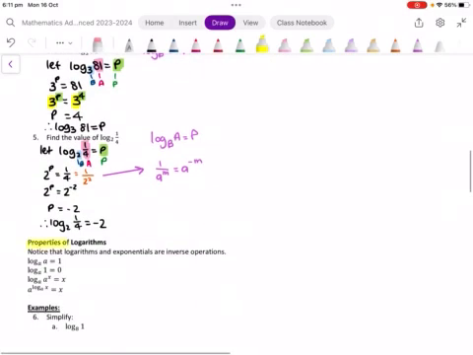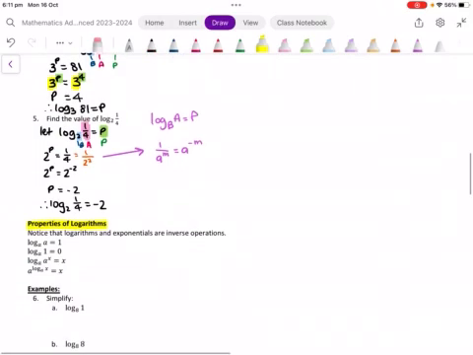So we can notice that logarithms and exponentials are inverse operations. This means that they're the opposite of one another. So what we have here is we have these properties. If we have log base a of a, it equals 1. Now this is because a to the power of 1 equals a. Now if we use our log BAP on that, it works out because our a is our b, our 1 is our power, equals a.